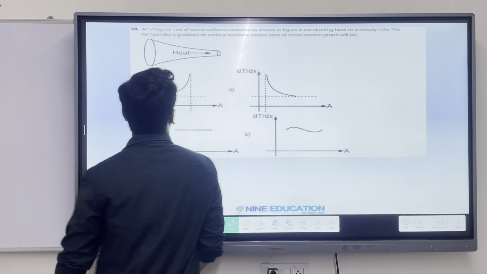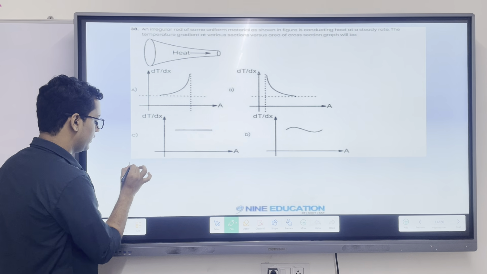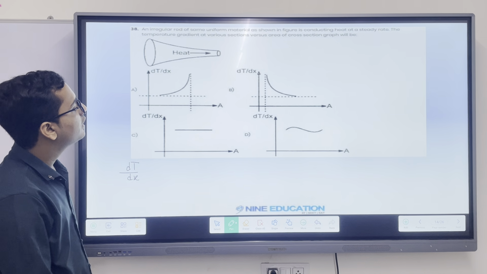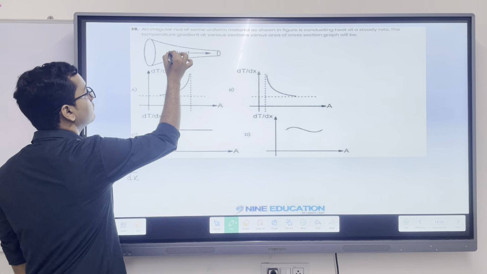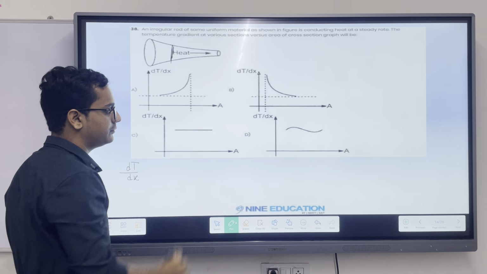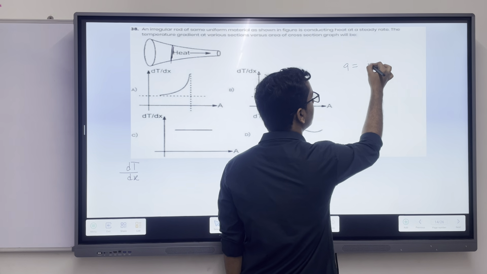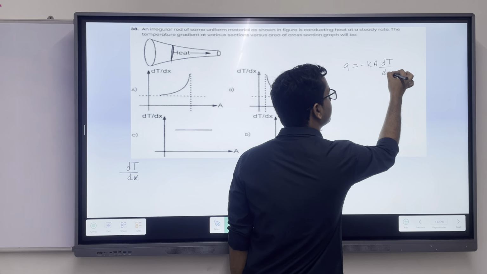Next is, okay, you need to find the graph between dT by dx. This is called the temperature gradient, and this particular area. Now you have one particular relation: Q is equal to K A dT by dx. Okay.